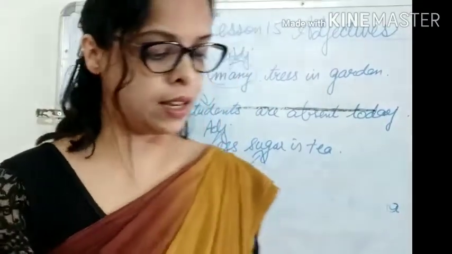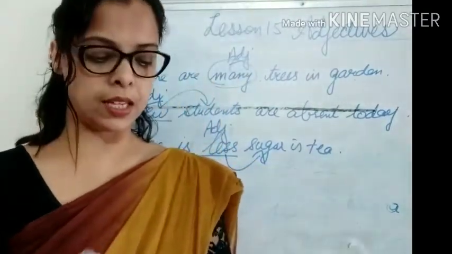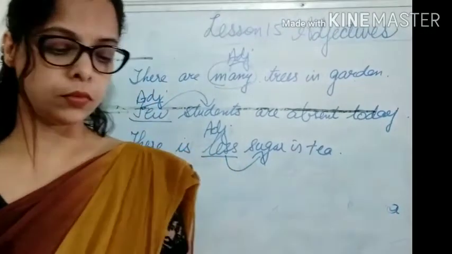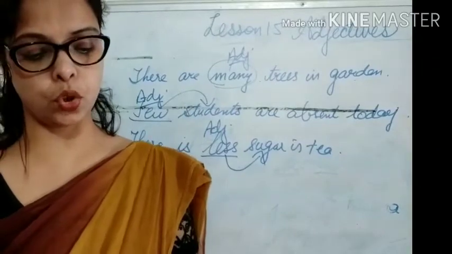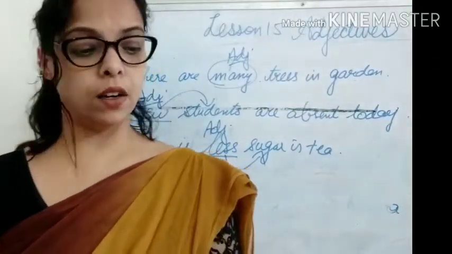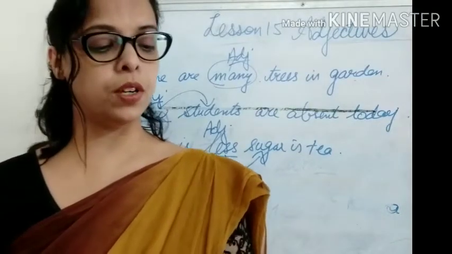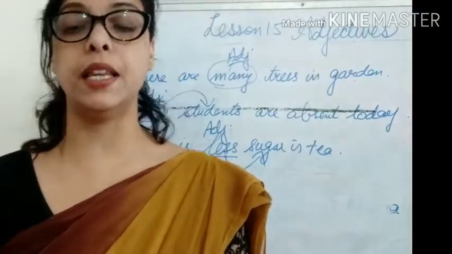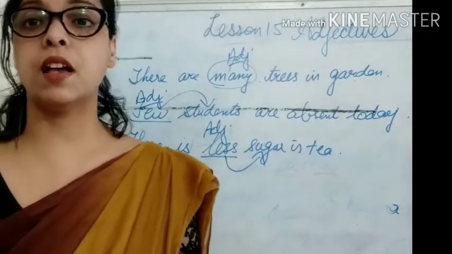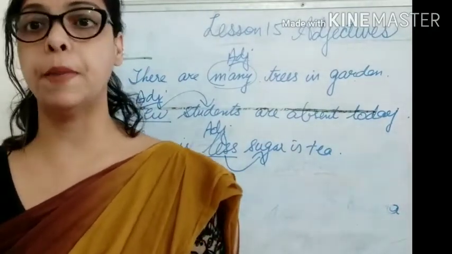Now there is an exercise here. B, underline the adjectives in the following sentences. So here, many people were waiting to buy tickets for the big match. Now you have to underline the adjectives. So here, how many people? Many. So underline many. And which kind of match? Big match. So underline big.